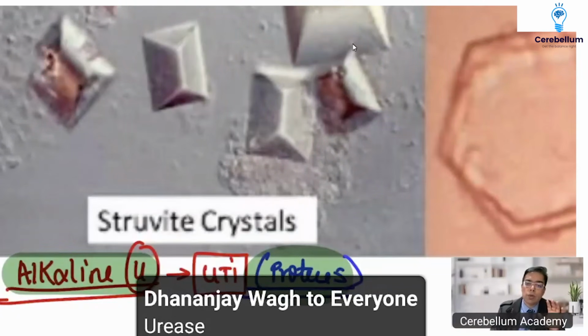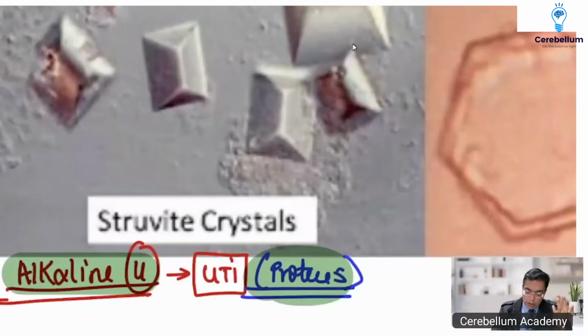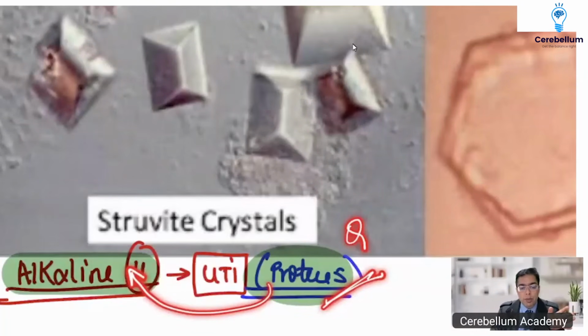So somebody has got a urinary tract infection. The organism is not E. coli over there. The organism, let me say hypothetically, is Proteus. So Proteus is going to secrete an enzyme which is given the name of urease. Because of urease, the urine is going to become alkaline.